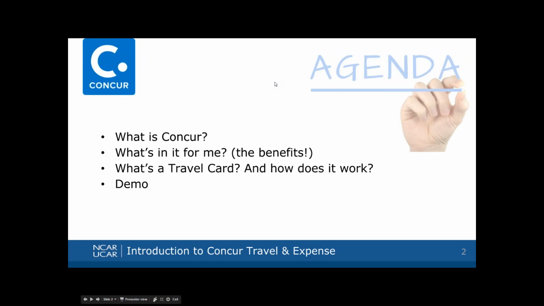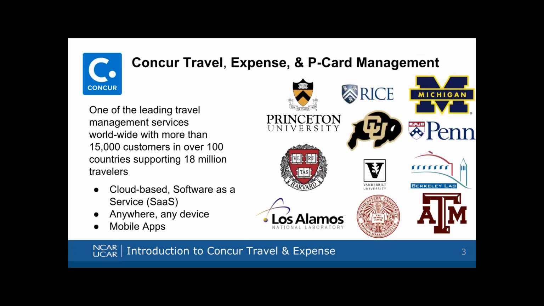So what we will talk about today is what is Concur, what are the benefits of Concur, what is a travel card and why might I want one, and then we'll get into a demo for expensing travel and requesting reimbursement. So Concur is what's known as a SaaS, which is software as a service, and what that means is that we can access Concur from anywhere and anytime. As long as we have access to a website or the internet, we can get access to Concur.